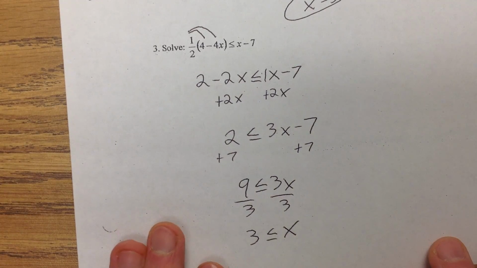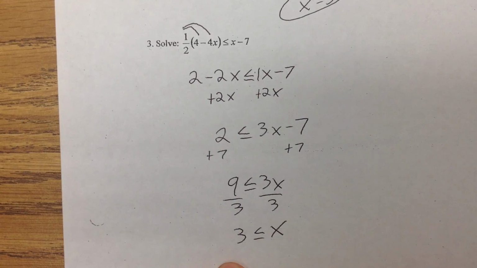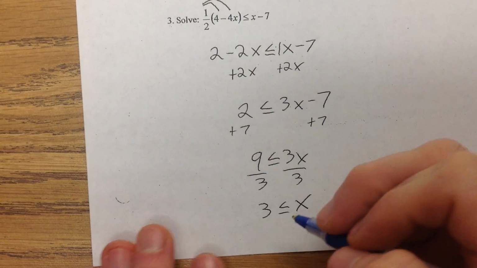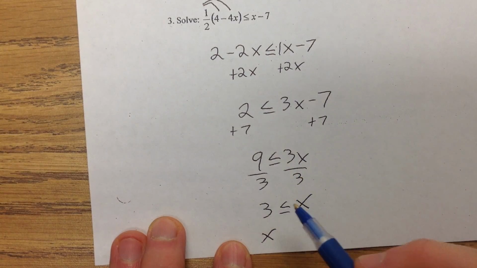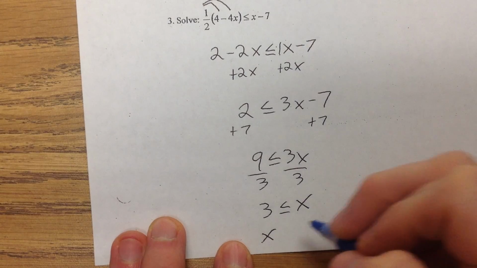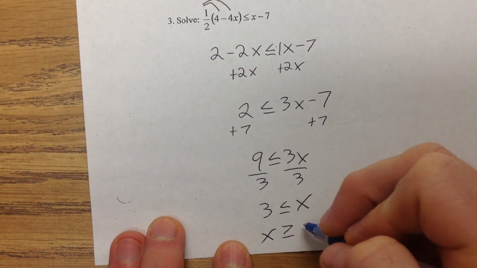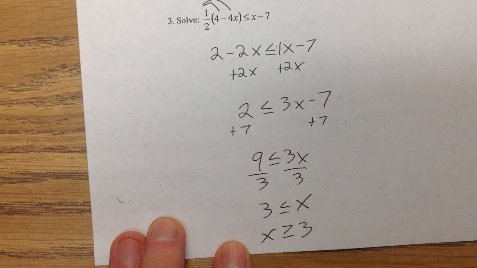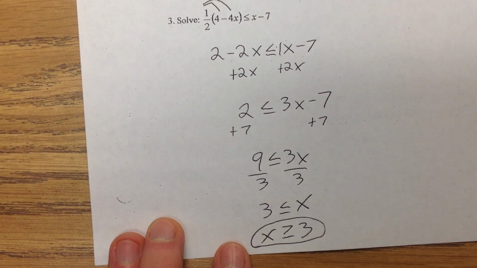Now, if you had to graph this one, which you don't, but if you did, a lot of times it's easier to have the x on the left-hand side. So then we would just do a separate step where we put the x on the left, and then it's next to the open side, so we want to keep it next to the open side, or the greater than side, and it becomes that right there. X is greater than or equal to 3.